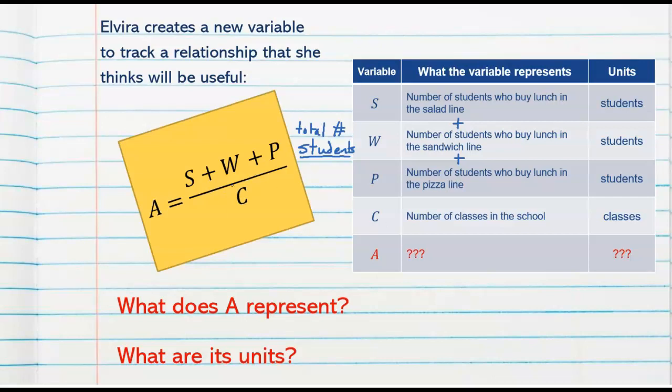And then let's look at what's on the bottom of that fraction. C is the number of classes in the school. We measure that in classes. So this is a count of classes.